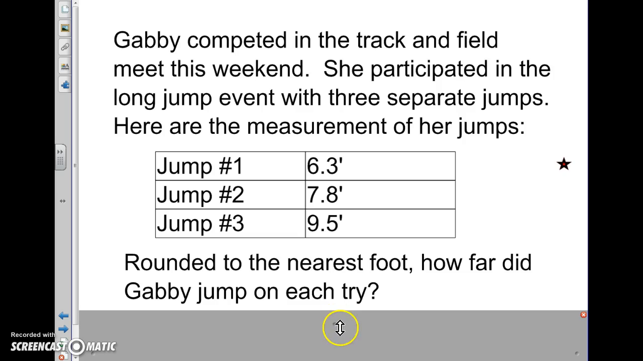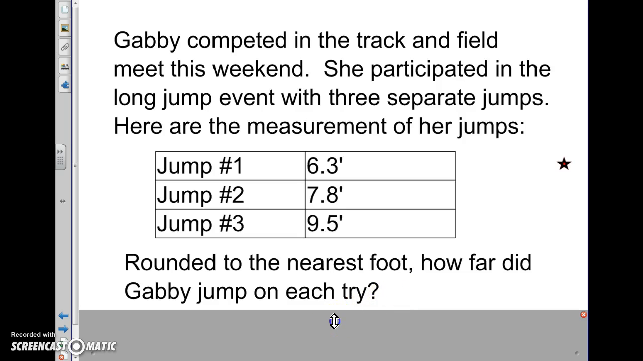So what we're going to do is look at each of her jumps, which has a whole number and a fractional part, right? So we have a whole number and a decimal, and we want to round these up so it's just a whole number, or round down, whatever the case may be.